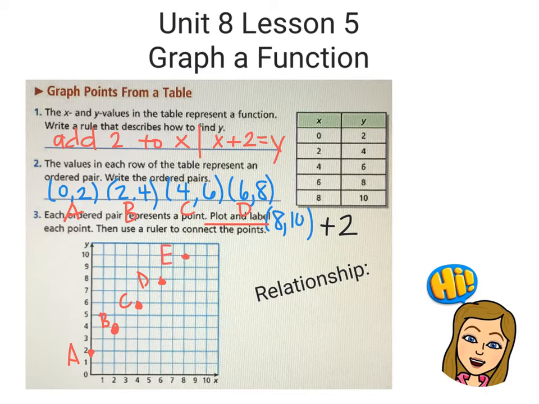Okay, so now I've plotted all my points. The next directions does say to use a ruler to connect, but since I don't have a ruler with me, I'm just going to do my best to freehand this.